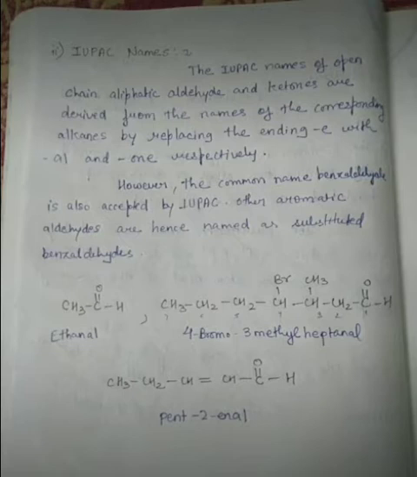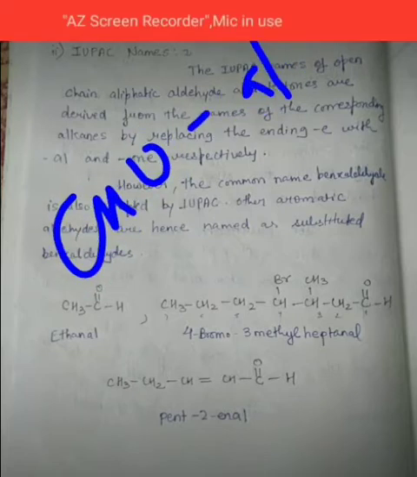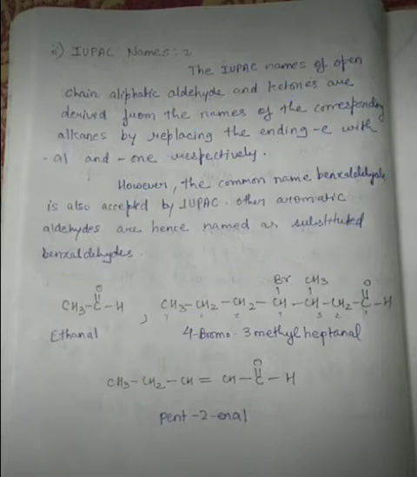Whenever we are going to write the IUPAC nomenclature, the E from the alkane will be removed, and for the CHO group, that is aldehyde, "al" will be used, and for the keto group, that is C=O, "one" will be used. So it is replacing the alkane's E. You can understand this by the following example.